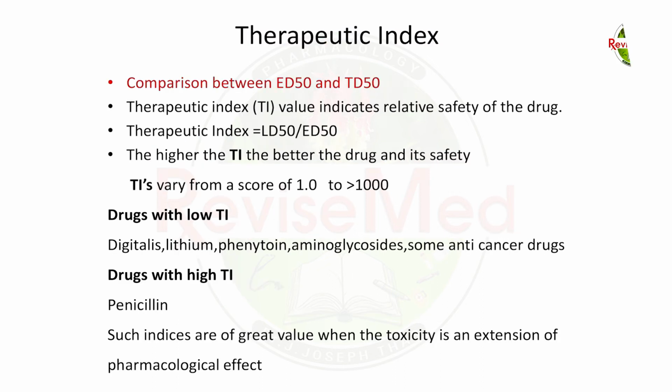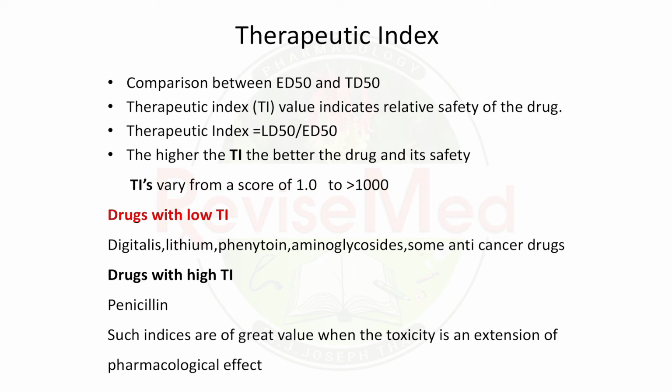Therapeutic index is a comparison between ED50 and TD50, that is, effective dose 50 and toxic dose 50. Therapeutic index is a value that indicates the relative safety of the drug. Therapeutic index is calculated by dividing LD50 by ED50. The higher the therapeutic index, the better the drug and its safety. Therapeutic index varies from a score of 1 to more than 1000.